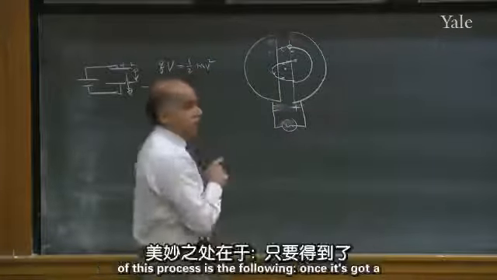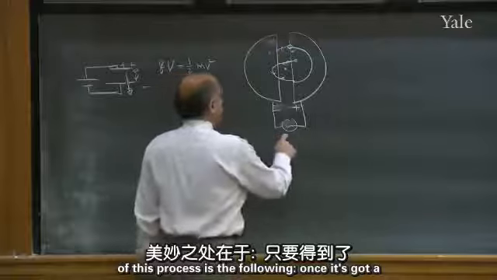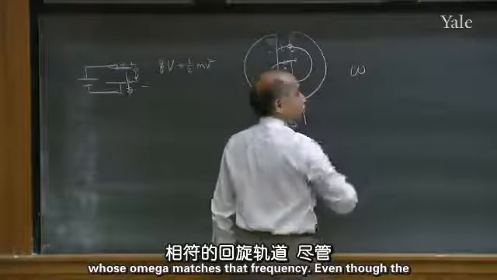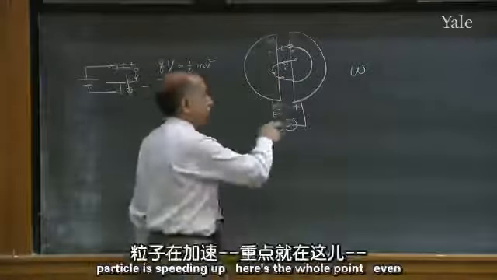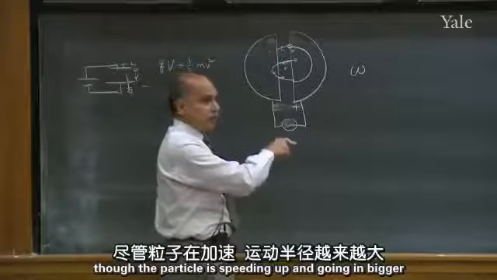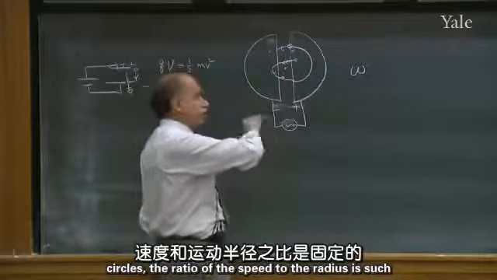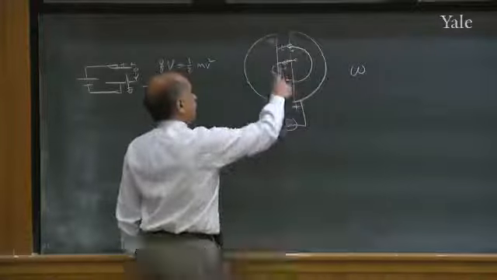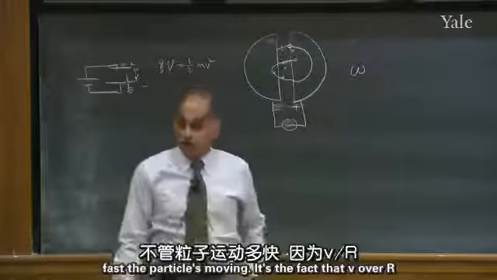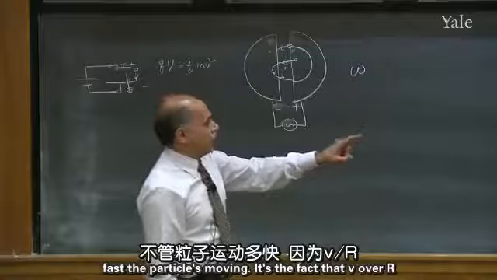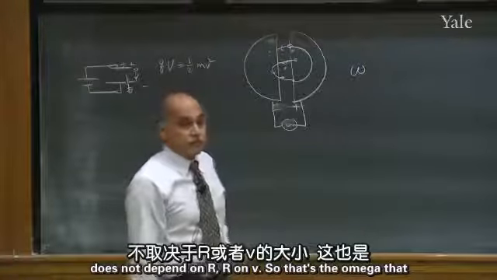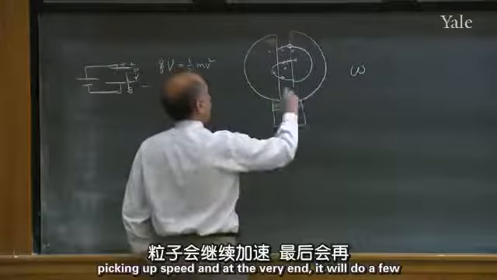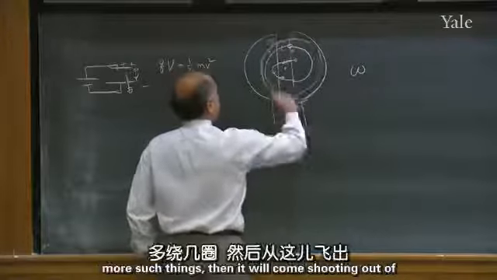And the beauty of this process is the following. Once it's got a certain frequency, it'll produce a cyclotron orbit whose omega matches that frequency. Even though the particle is speeding up and going on bigger circles, the ratio of the speed to the radius is such that it takes the same time to go around these semicircles, no matter how big they are, no matter how fast the particle is moving. It's the fact that V over R does not depend on R or on B. So that's the omega that you will take for this guy. Then it'll keep on picking up speed, and at the very end, it'll do a few more such things, then it'll come shooting out of here.